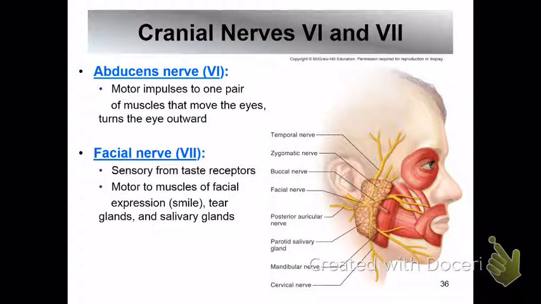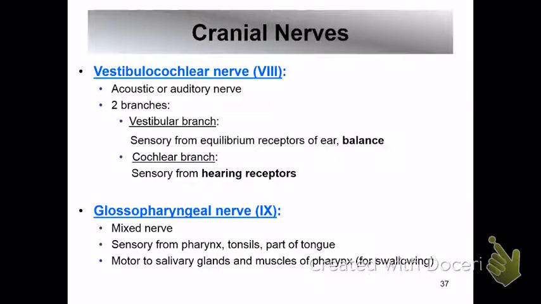Abducent, ABD, away from. If you're abducted, away from. It moves the eye outward. Facial nerve, easy breezy, does facial expressions like smiling. Vestibular cochlear nerve, cochlear, ear, cochlear, ears, right? So it's going to be hearing.